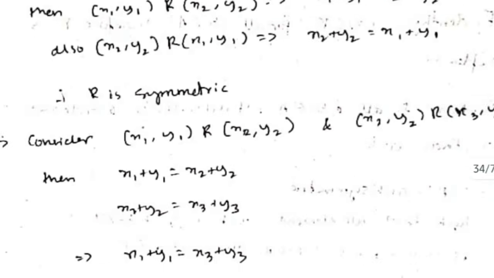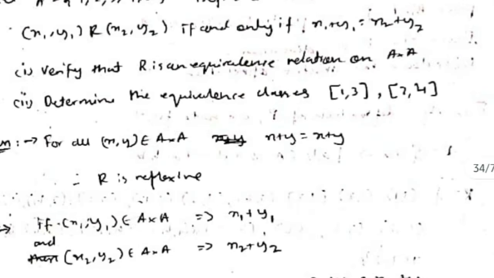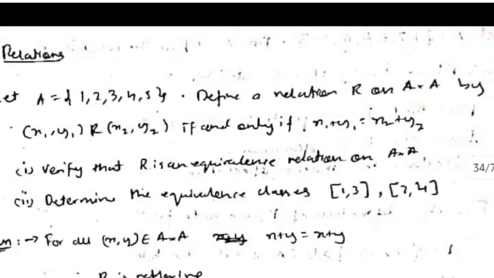Okay, that was the first part of the question. In the second part, we have to find the equivalence classes of (1, 3) and (2, 4). So what's the rule given here?